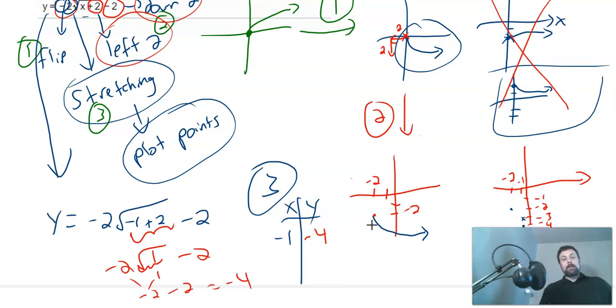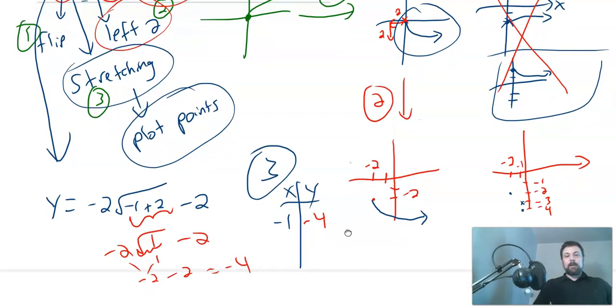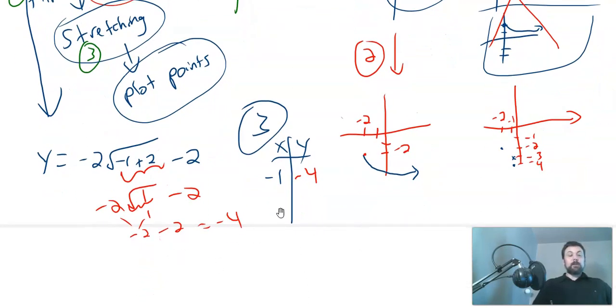And so what's going to happen is instead of this being a sharp curve like it is here, by stretching it vertically, it's going to be a more rounded curve. It's going to be more gradual. I don't know if I'm using the right words to describe that, but you'll see what I mean here once we get another point drawn. So let's do one more.